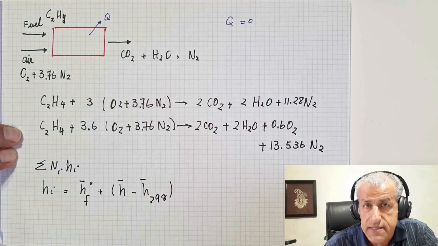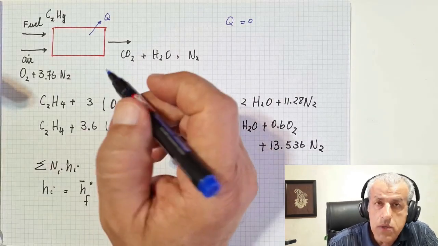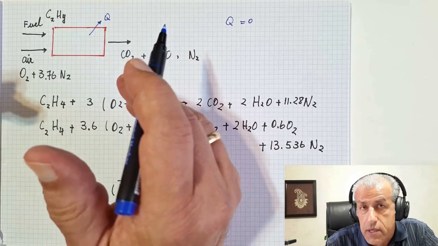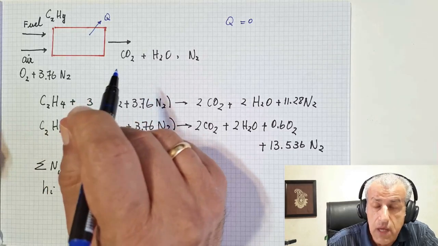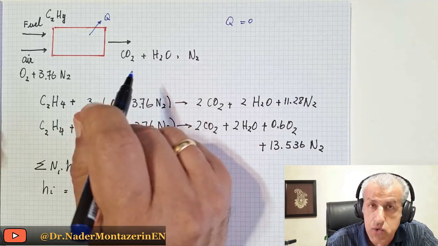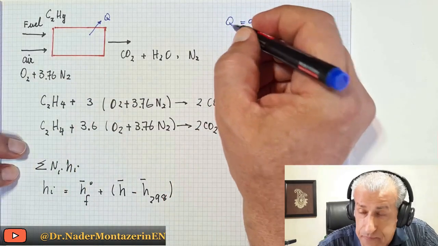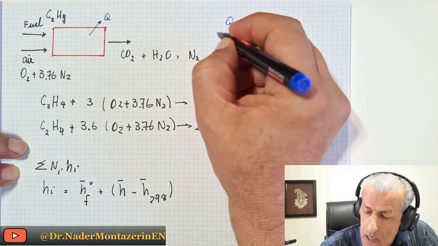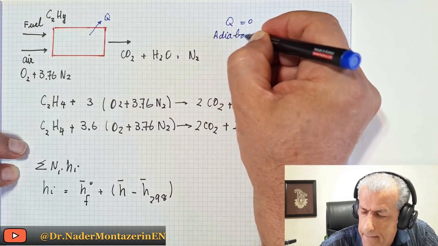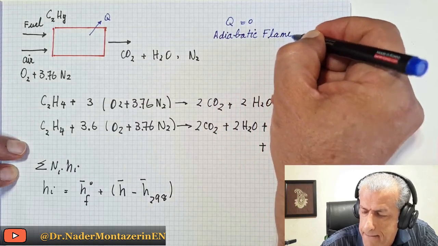Q is 0, all the energy that is released in combustion would be used to heat the products, and therefore the products would be very hot. This would be the maximum temperature products could have since no heat is lost. And that temperature is called adiabatic flame temperature.